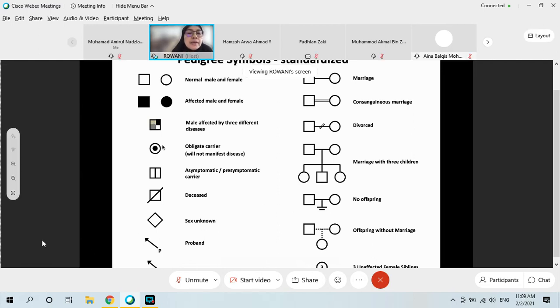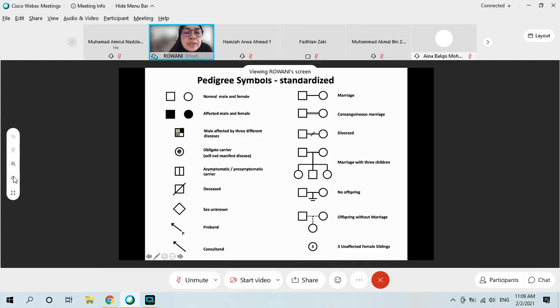This symbol indicates obligate carriers. They are carriers, they will not manifest the disease. Whereas this indicates an asymptomatic or pre-symptomatic carrier, meaning that they may develop the disease later on, or they may develop the disease in certain situations. This slash indicates that the patient has died.